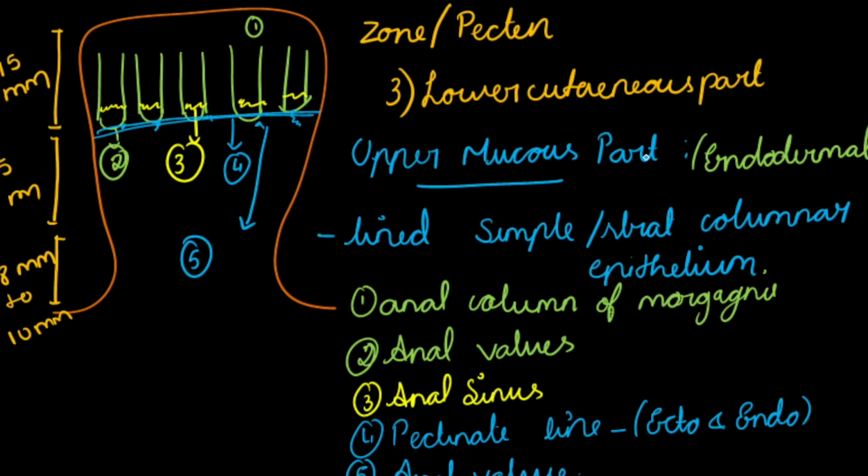So the upper mucous part, which is endodermal in origin, is lined by simple or stratified columnar epithelium. In the mucous membrane there are 6 to 10 vertical folds, called the anal columns of Morgagni, and a small transverse mucous fold covering the tip of each column is called the anal valve. There is a mild depression above the anal valve, called the anal sinus, and all the anal valves connect to form a line, the pectinate line, which forms the junction between ectodermal and endodermal tissues. In the anal wall there will occasionally be some epithelial projections, also called anal papillae.